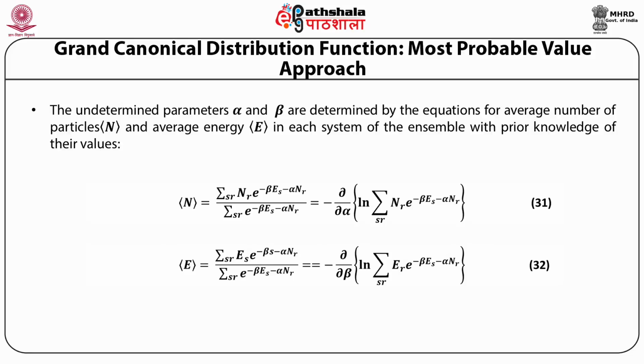and the mean value of energy in each system is equal to the summation over SR of ES e raised to power minus beta ES minus alpha NR divided by the summation over SR of e raised to power minus beta ES minus alpha NR, which is equal to the negative of the partial derivative of the log of the summation over SR of e raised to power minus beta ES minus alpha NR with respect to beta.